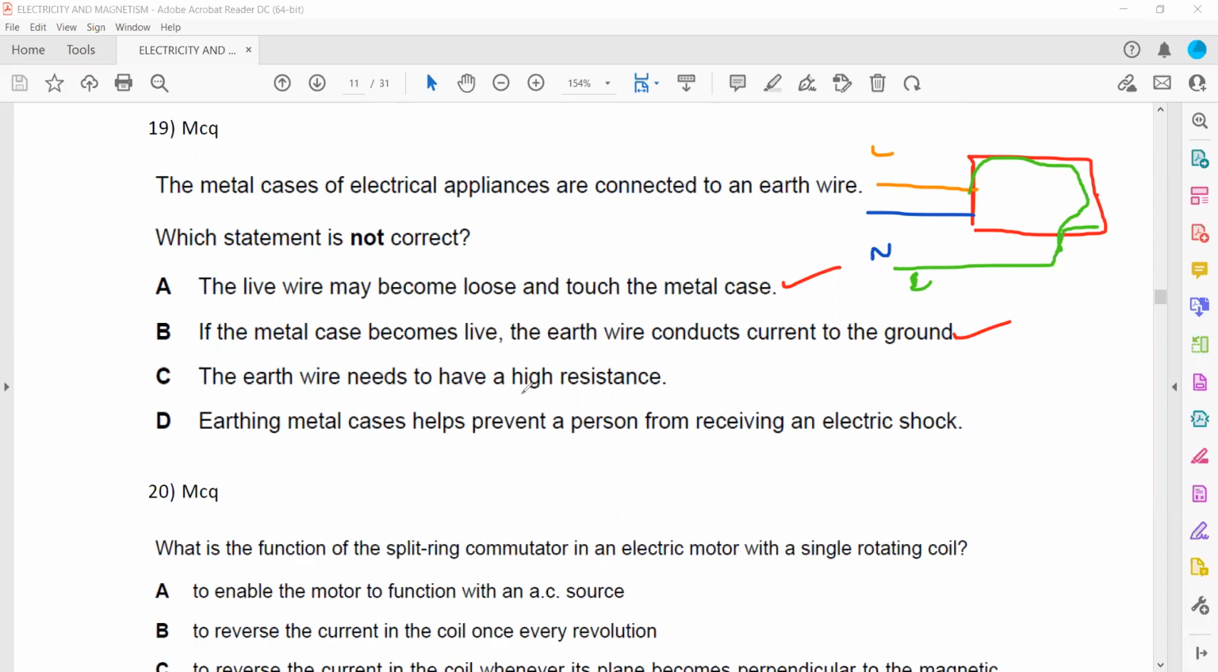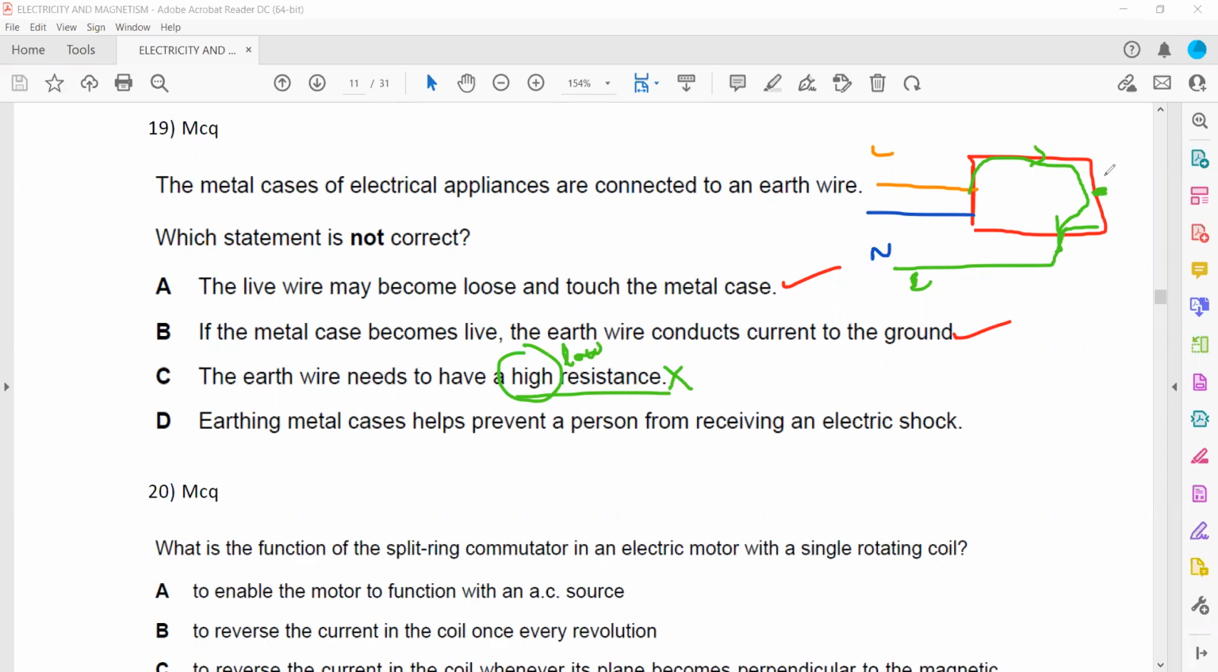The earthing wire needs to have a high resistance. That is wrong. Because we want the earthing wire to remove all the current out from the circuit. So since we want the current to be removed from the circuit, the earthing wire should have a low resistance. When it has a low resistance, most of the current will pass through the earthing wire.